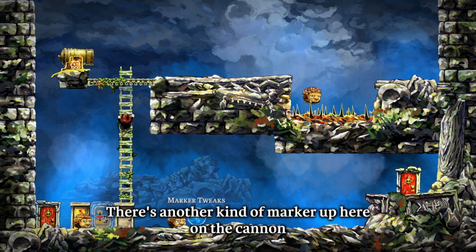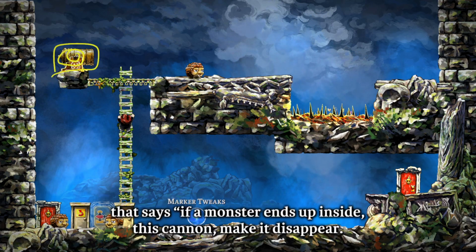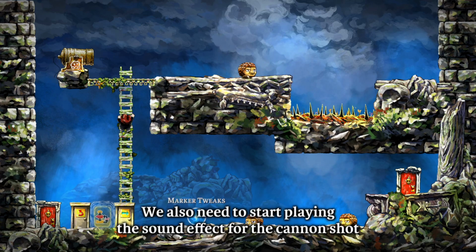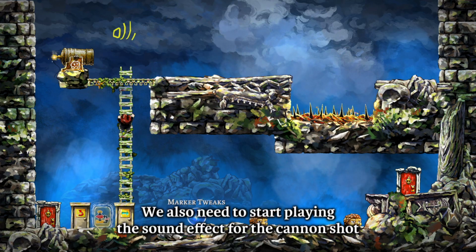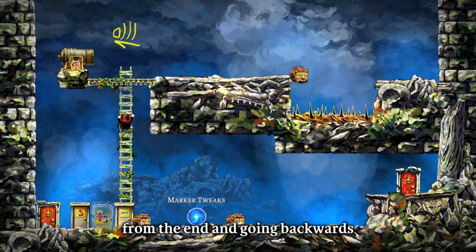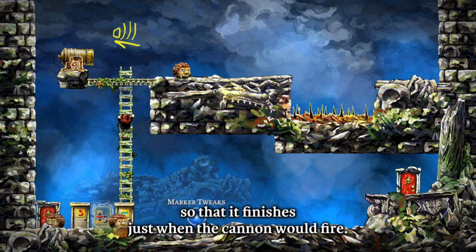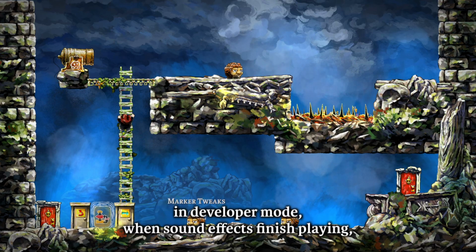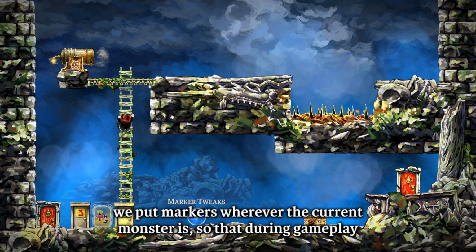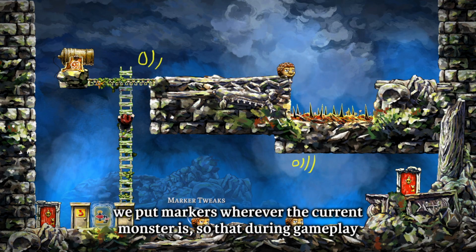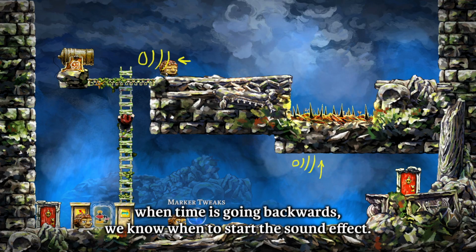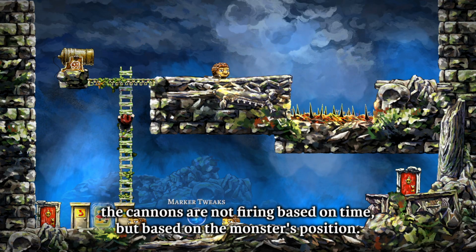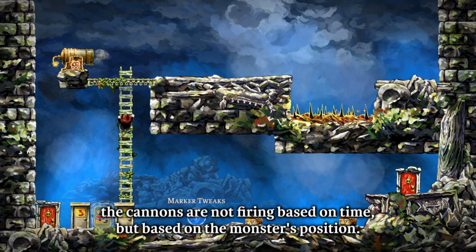There's another kind of marker up here on the cannon that says if a monster ends up inside this cannon, make it disappear. Also make the cannon fuse start unburning. We also need to start playing the sound effect for the cannon shot from the end and going backwards so that it finishes just when the cannon would fire. This is accomplished with more markers. When playing the level forward in developer mode, when sound effects finish playing, we put markers wherever the current monster is, so that during gameplay, when time is going backwards, we know when to start the sound effect. In other words, the cannons are not firing based on time, but based on the monster's position.